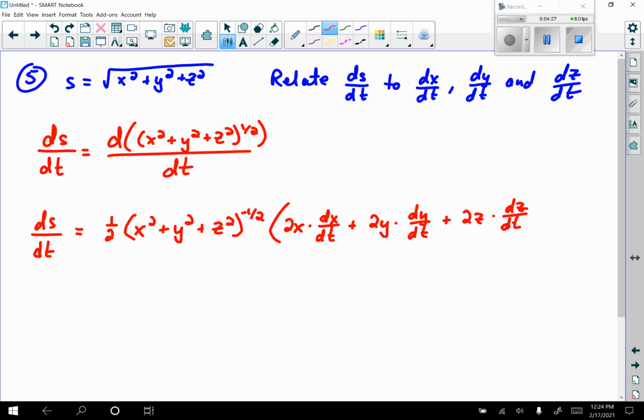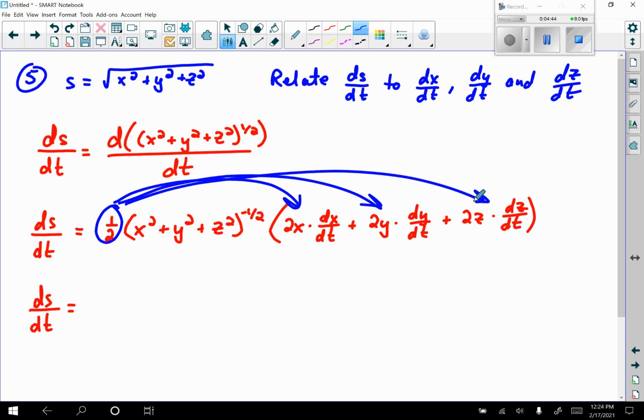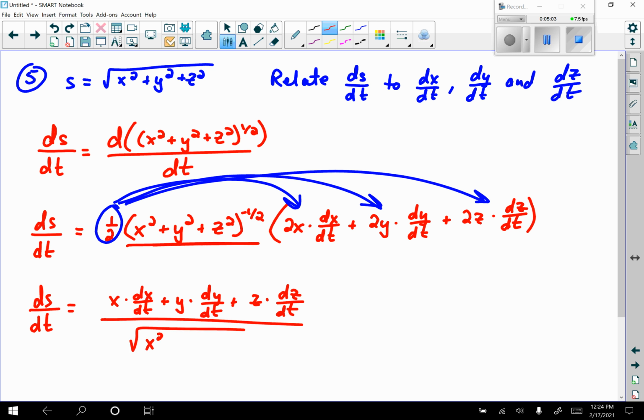Now technically we could leave it like this, but there is going to be more stuff we have to do with it, so it is in our best interest to try to simplify this as much as possible. So right here, this 1/2, I could distribute to each term, so the 1/2 and all the 2's are going to go away. What that leaves me with is a fraction, x times dx over dt plus y times dy over dt plus z times dz over dt, and then I could just move this to the denominator and make it the square root of x squared plus y squared plus z squared.